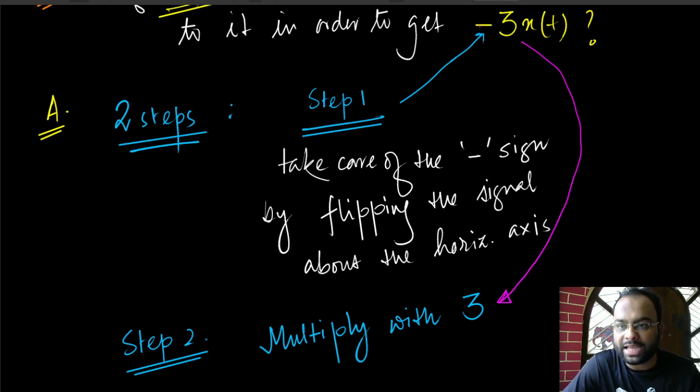So if you have a minus sign in the amplitude scaling operation, take care of that first and then take care of the scaling factor. If I have xt and I want minus 3 into xt, I first take care of the minus sign to flip the signal, and then I take care of the scaling factor by simply multiplying the signal with 3. That's quite understandable, right? So we're breaking the entire problem into small bite-sized pieces, so it's easier for us to understand and to make sure that we are not making any mistake down the line, right?